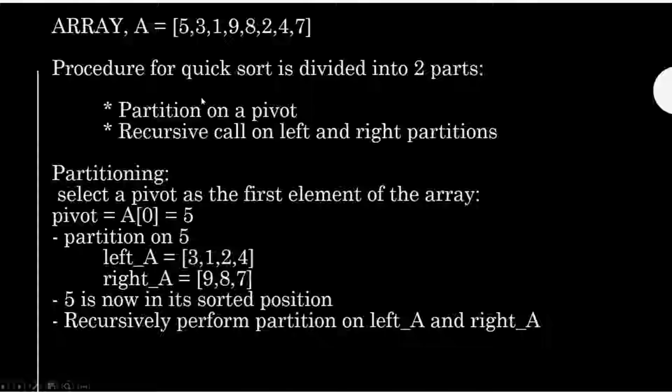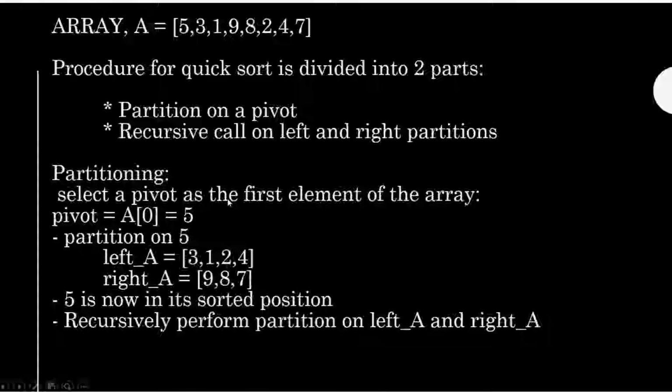So what's the procedure for Quicksort? Quicksort is basically divided into two parts. The first part, which is a major place where a lot of work is done, is the partitioning. You partition on a pivot, you return the pivot, then you call Quicksort recursively on your left and your right partition.